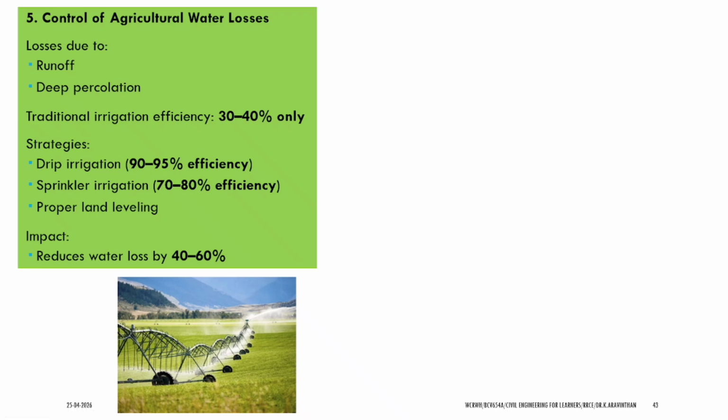It is more efficient. When you are providing water by a canal or a furrow method, the water gets run off and the soil fertility gets lost. The topsoil gets eroded. You can control the water loss by this kind of agricultural practice. Around 40 to 60 percentage of water can be saved.